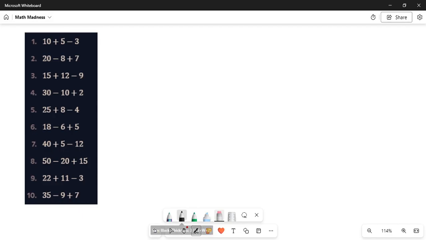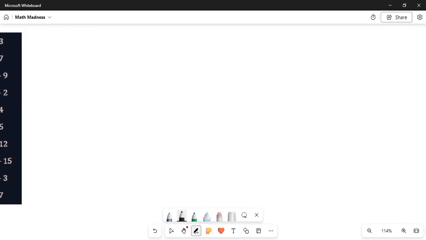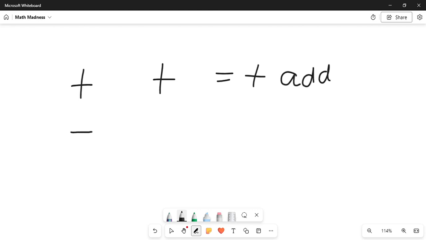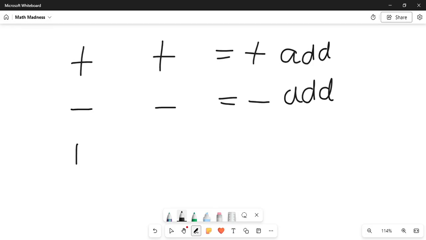So, first one is if you have a plus sign and a plus sign, then you will have a plus sign and you will add. If you have a minus sign and a minus sign, then you will have a minus sign, but you will add again. If you have a plus sign and a minus sign, you will have the sign of the greater number. These are the rules for addition.